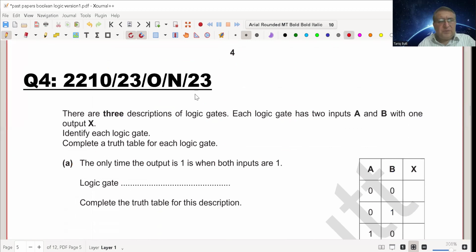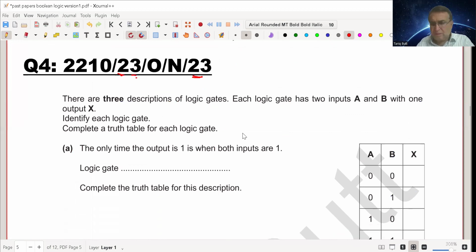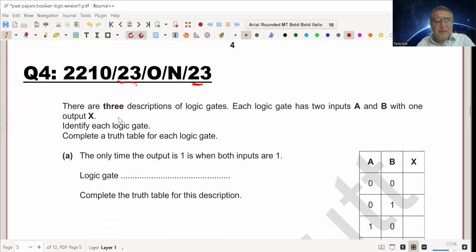Another question from year 2023, paper 2, variant 3. So let's solve this. We see first what is given in the statement. There are 3 descriptions of logic gates. Each logic gate has 2 inputs, A and B, with one output X. Identify each logic gate, and then complete the truth table for each logic gate.